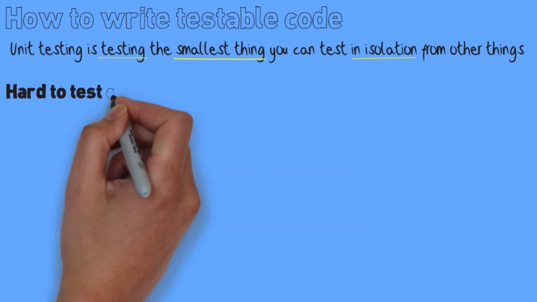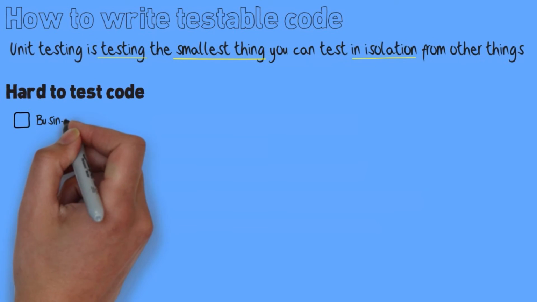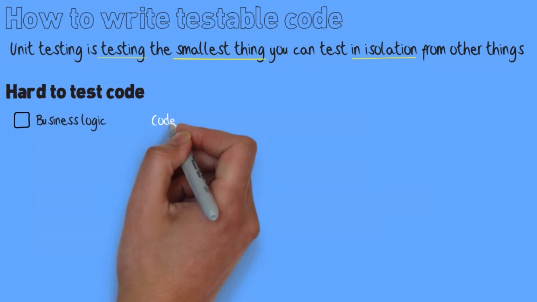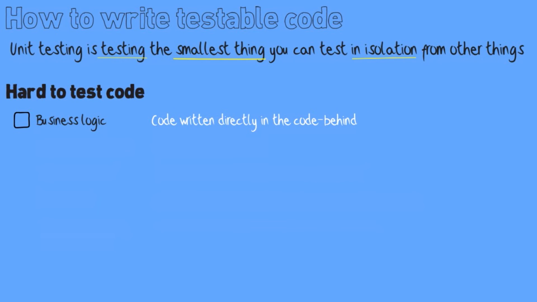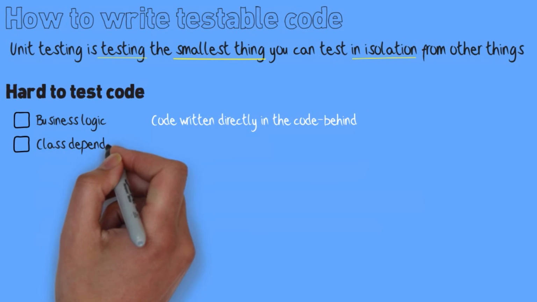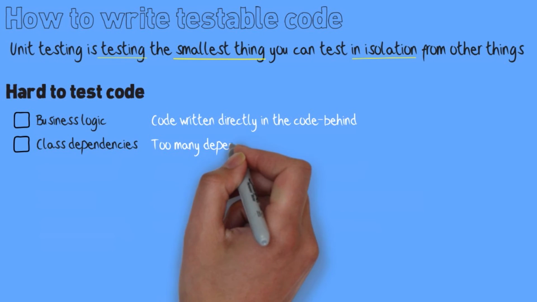Hard to test code. Some believe that testing legacy code or code that you don't have direct access to is impossible. That is, however, not the case. We can find code that is hard to test in several places and situations. Business logic. Business logic that is written directly in the code behind files is very hard to test. Class dependencies. Classes with too many dependencies, that is, newing up objects inside the class.